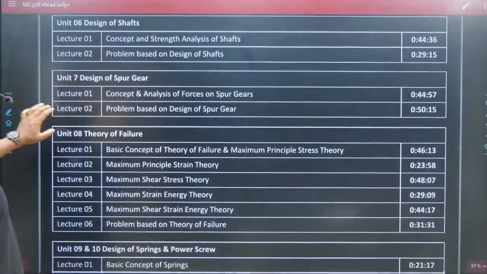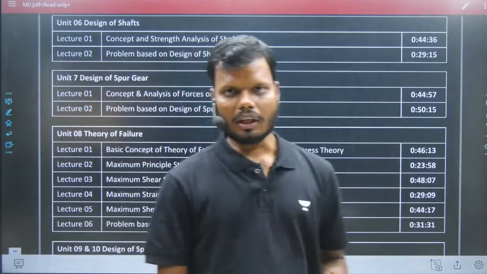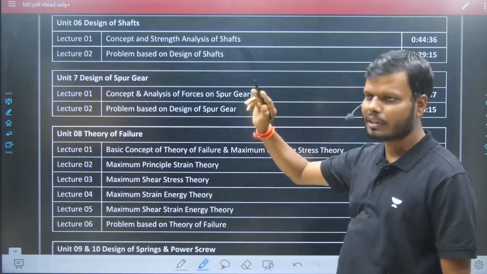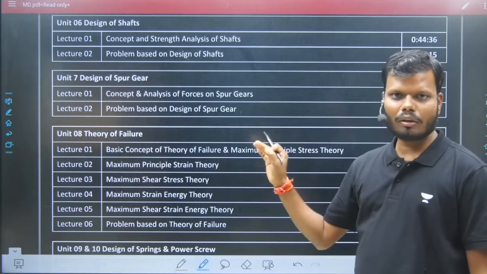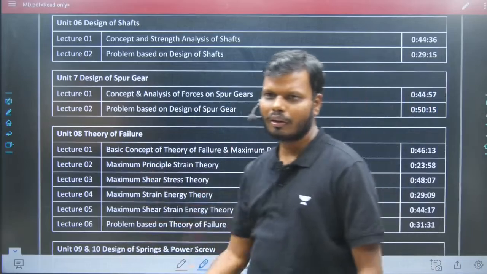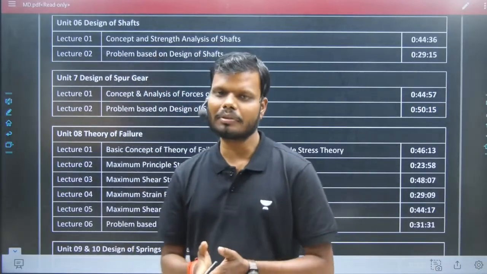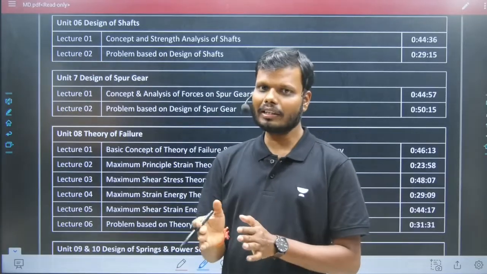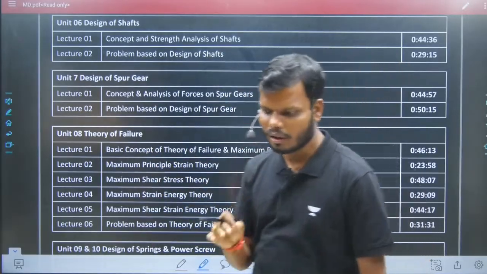Next, unit 6, lecture 1 and lecture 2. This unit is divided into 2 parts. First one is lecture 1, concept and strength analysis of shaft, and second one is problems based on design of shaft. Small concepts, because in the GATE examination design of shafts is not in the syllabus, just fundamental concepts are covered. Design of shafts is only in the ESE syllabus. So in the GATE or PSU examinations, this design of shaft syllabus is not there at all.